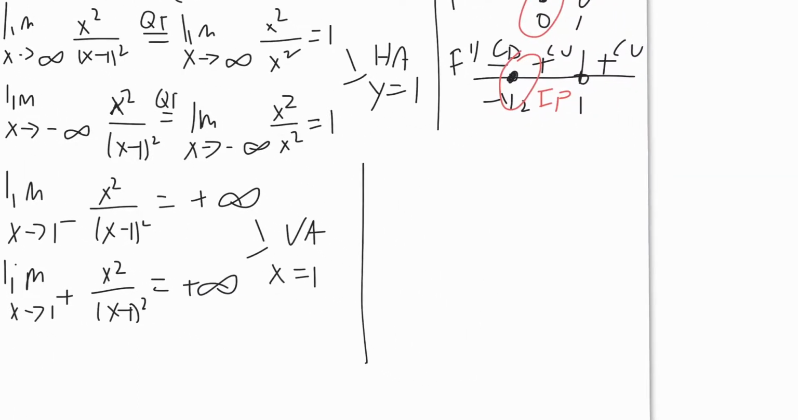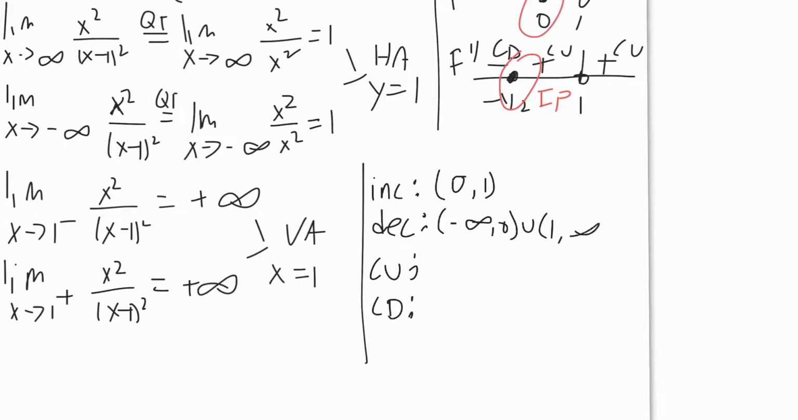Let's go ahead and do our increasing, decreasing business. So where is it increasing, decreasing, concave up, concave down? Well, it is increasing from just 0 to 1. It's decreasing on negative infinity to 0, union 1 to infinity. It's concave down on negative infinity to negative a half. It's concave up on negative a half to 1, union 1 to infinity.